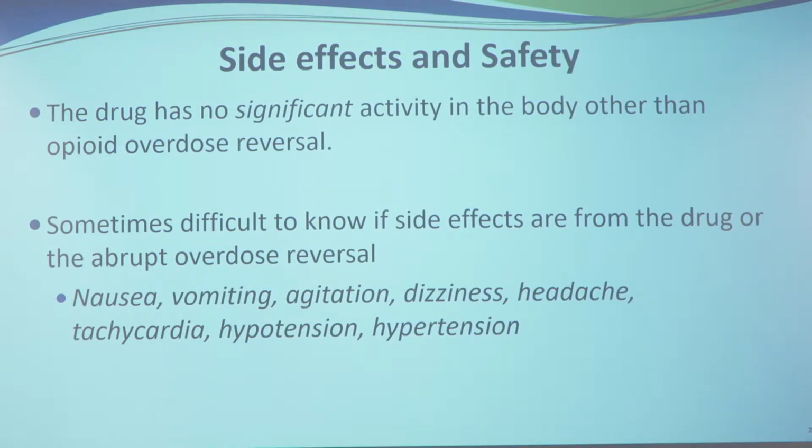reversing an overdose. Because as you can see, nausea, vomiting, agitation, dizziness, these are all things that can come with an overdose and with being reversed. Headache, tachycardia, hypotension, or hypertension. So again, the side effect profile is pretty benign. If all of us today had Narcan squirted up our nose, most of us wouldn't feel much of anything other than just maybe the discomfort of squirting something up your nose. So it is very safe.